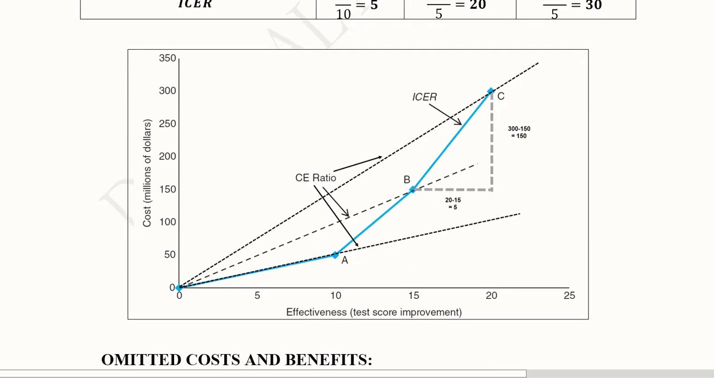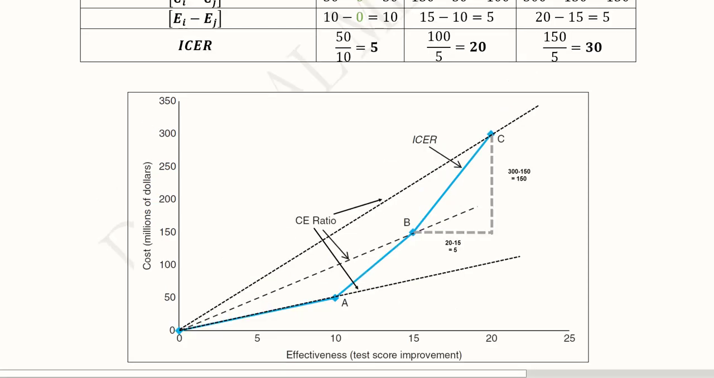And you can do this for this triangle, that is A and B. You can make a right triangle here, because this will be the status quo, and as compared to that, this is A, and this will give you this right triangle, rise over run. This will give you the incremental cost effectiveness ratio, which will be equal to 50 over 10. As you can see here, this is 50.